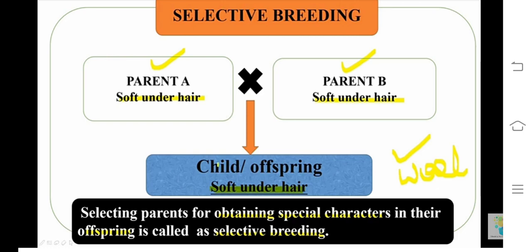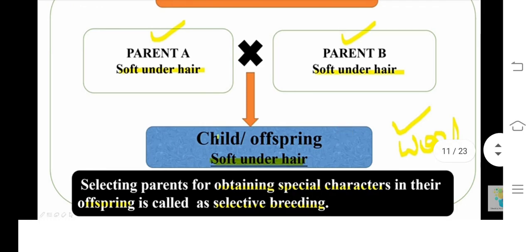In order to get good quality of wool, we have to select parents. So, parent A, imagine, parent B, imagine, right? The parent A, that means father, imagine, children. The father having soft under hair. The mother having soft under hair. It means in sheep, okay? So when they cross, what about the child's nature, you tell me?